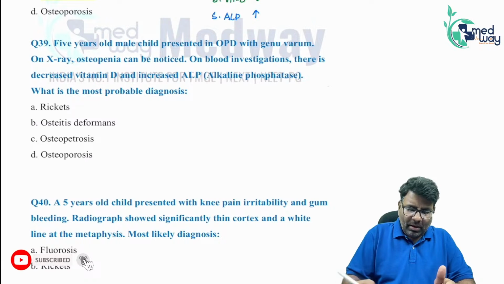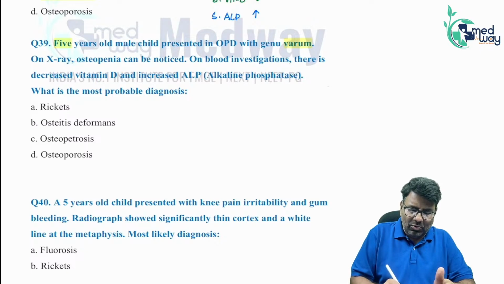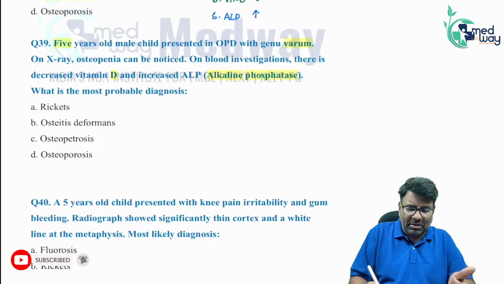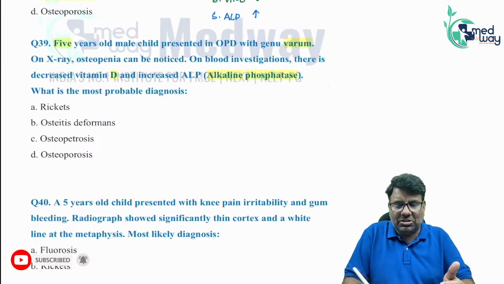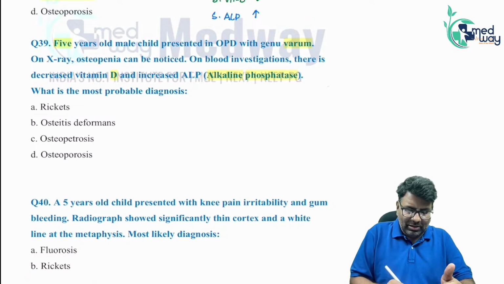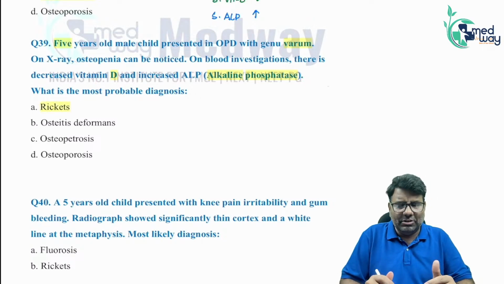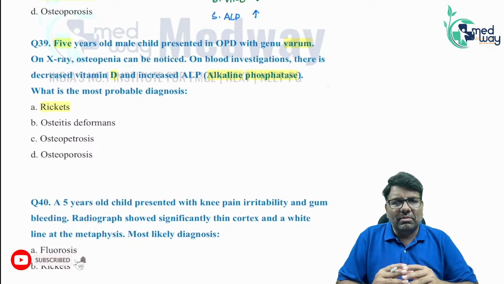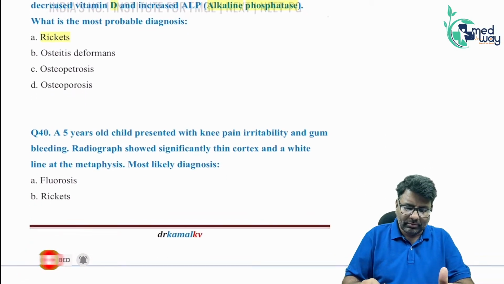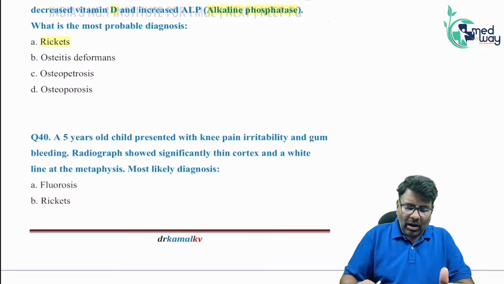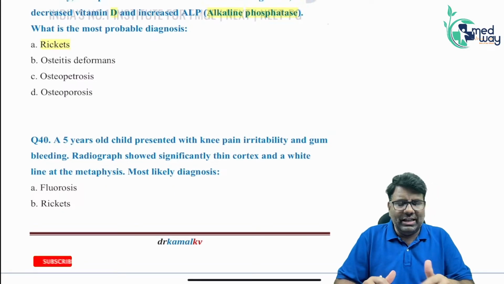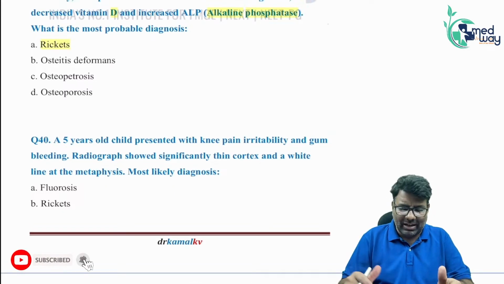The next question: a 5-year-old boy has genu varum, low vitamin D, and increased alkaline phosphatase. So again, the same picture, the only thing is that the age is now less. So this is a classical case of rickets, right? So rickets and osteomalacia have the same clinical picture, just a difference of age group. And alkaline phosphatase is high because there is increased osteoblastic activity.